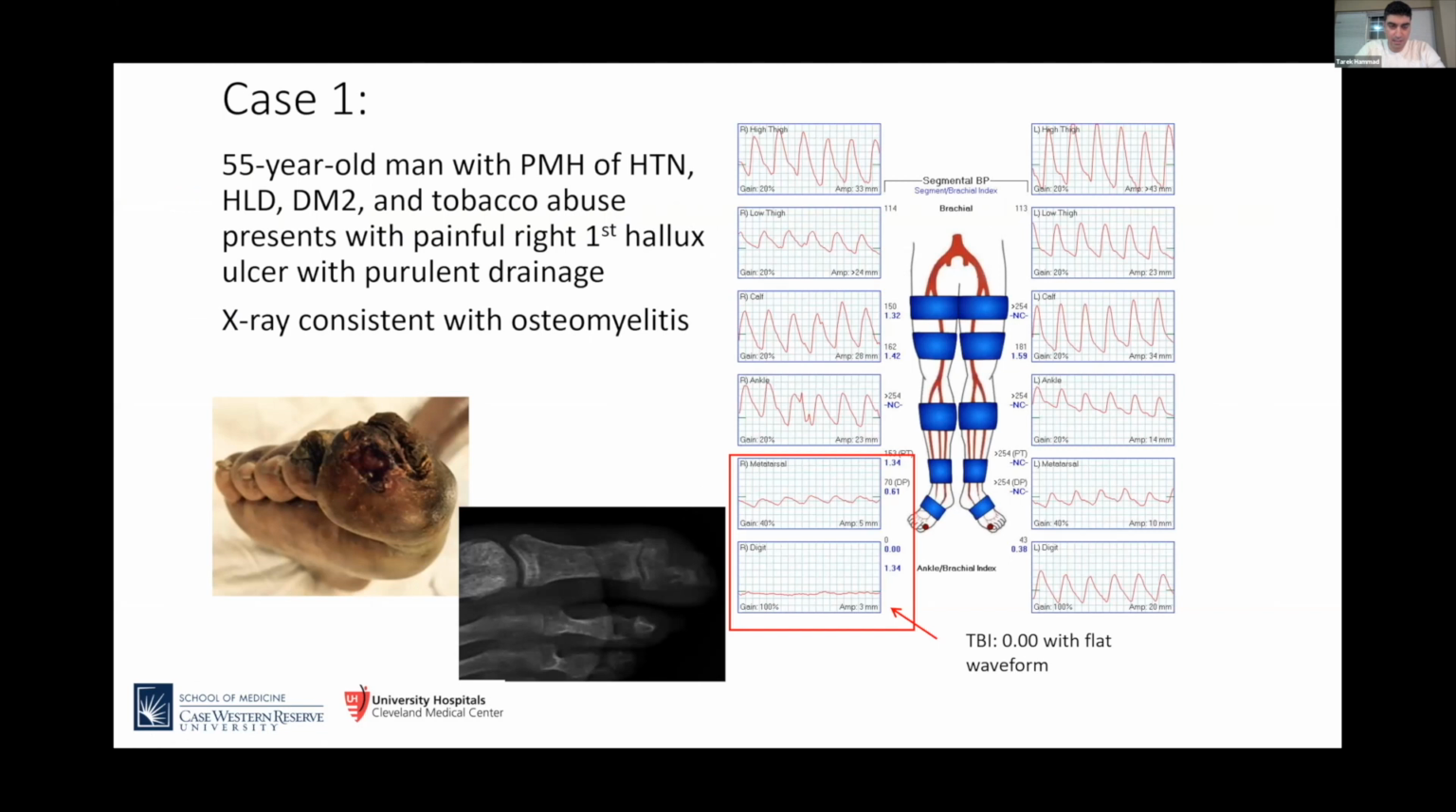First case is a CLI case, a 55-year-old gentleman with history of hypertension, diabetes, smoker. He came with a CLI Rutherford class 6. First toe on the right side was gangrene. His X-ray did show osteomyelitis. As you see, his vascular testing on the right side, we can go through, but you can see that his toe pressure on the right side is basically a flat line, 0.